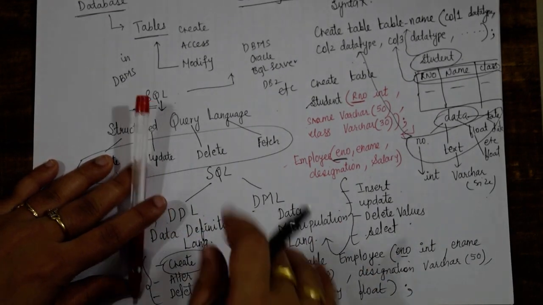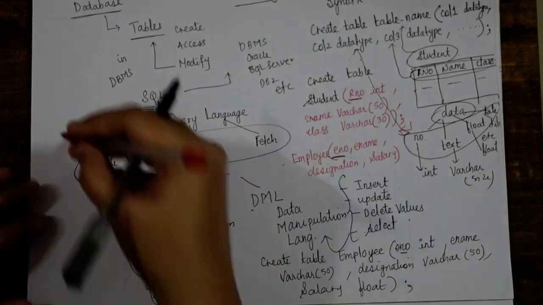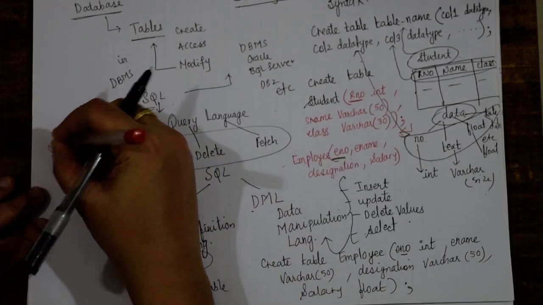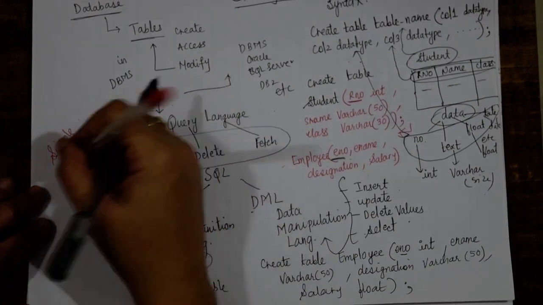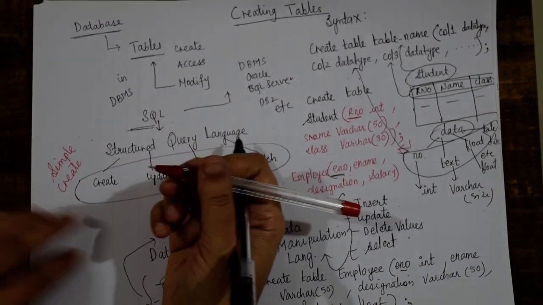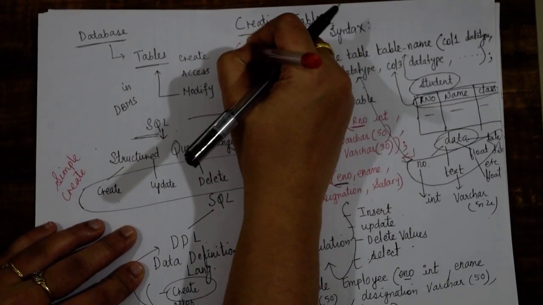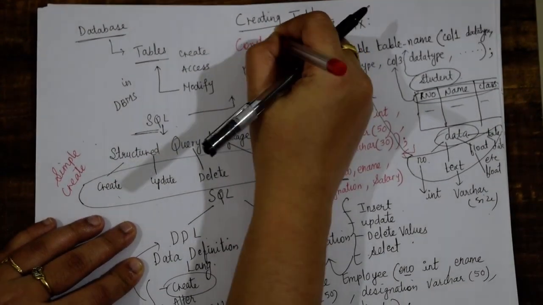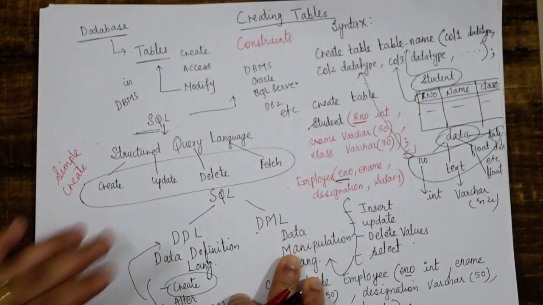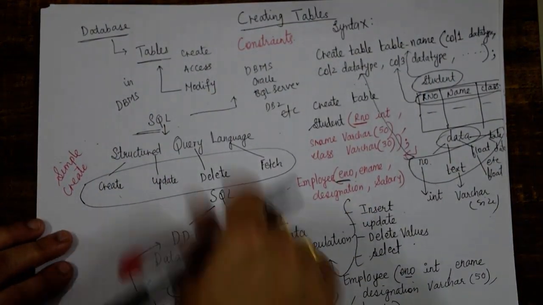Understood? So this is all about the simple create statement. Now in the next lecture I am going to explain the create statement with constraints. We will revise it quickly.